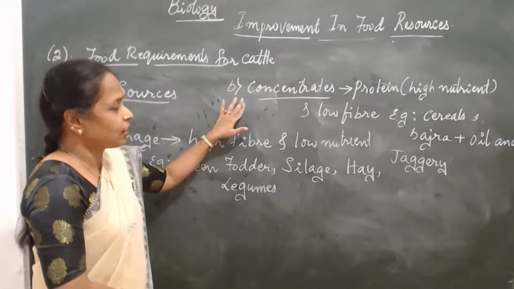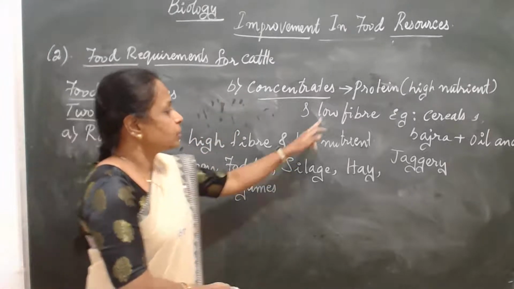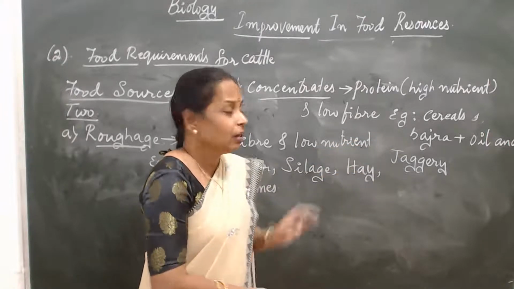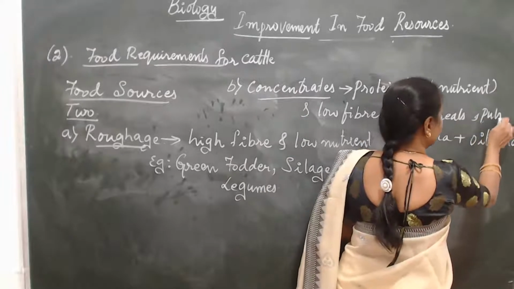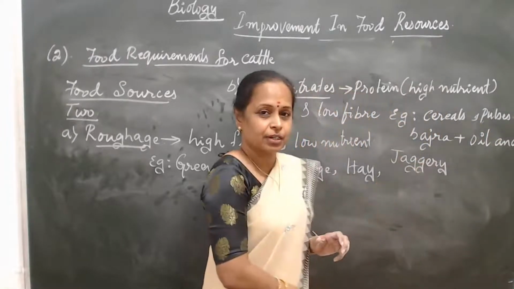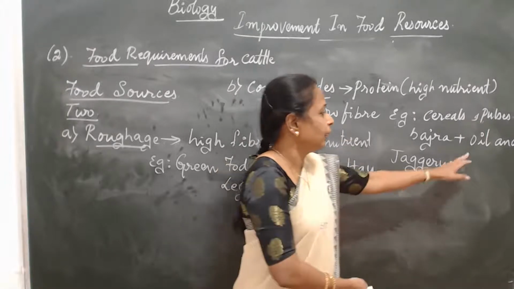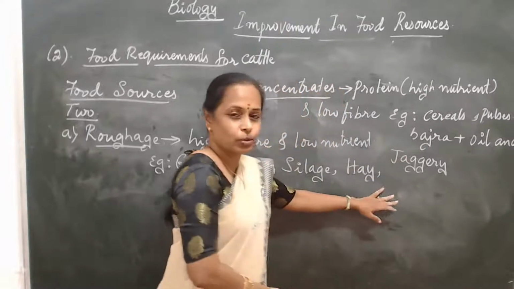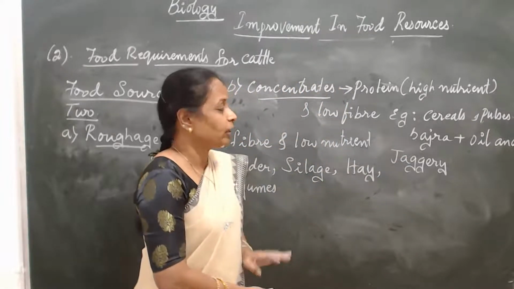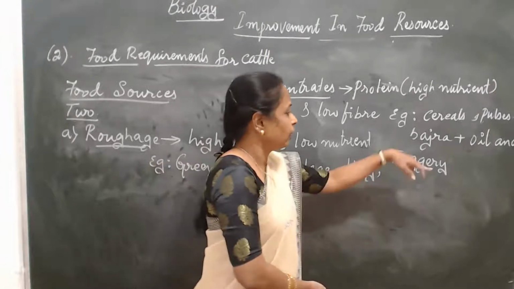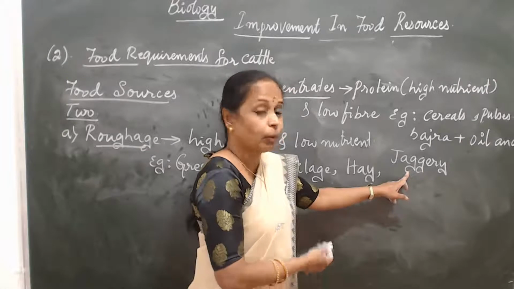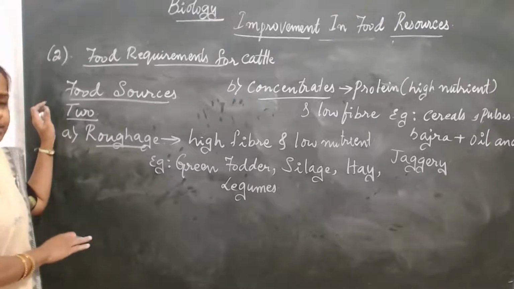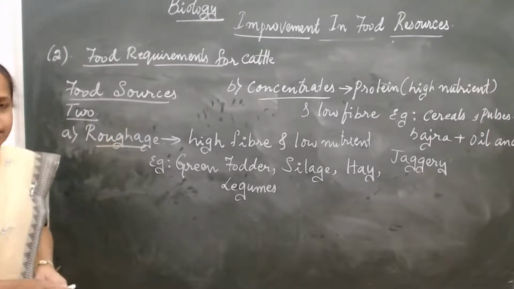In the same way, concentrates are the second source of food, which yields a high amount of proteins. Cereals are taken, bajra is taken, and to some extent pulses are also added. To bind it or make it a bit wet, a little oil is also added. Oil also gives energy to the animals. If you have seen cows and buffaloes, they eat chapati very heartily because of the oil, and it is a source of extra energy in the form of glucose. So the food sources are of two types: the first one is roughage and the second one is concentrates.